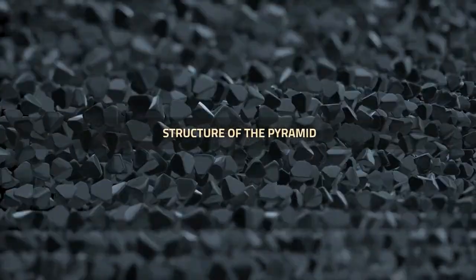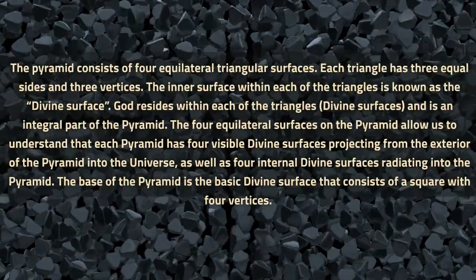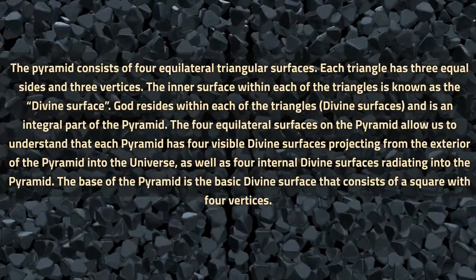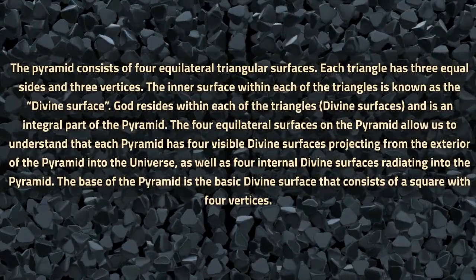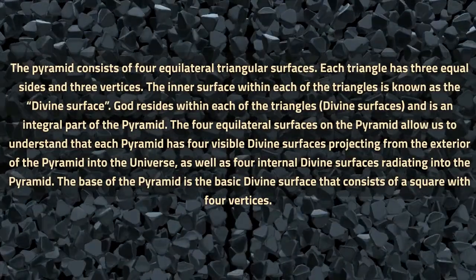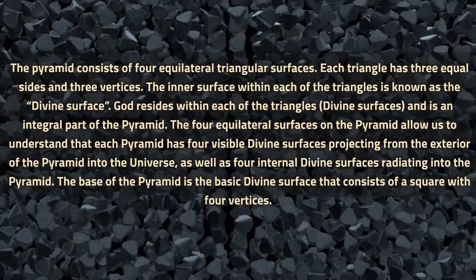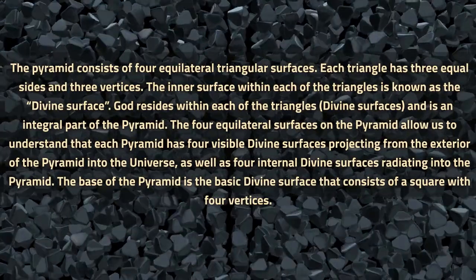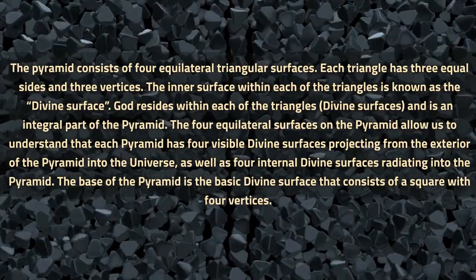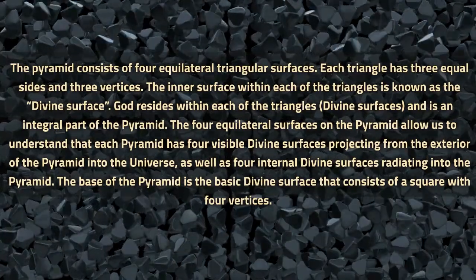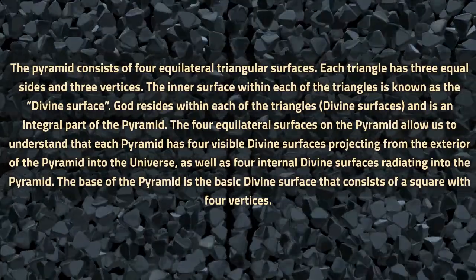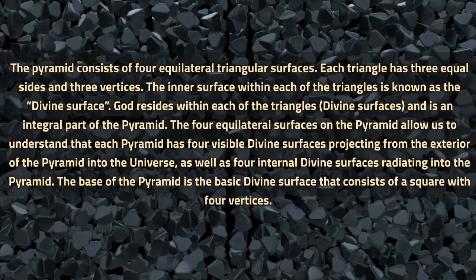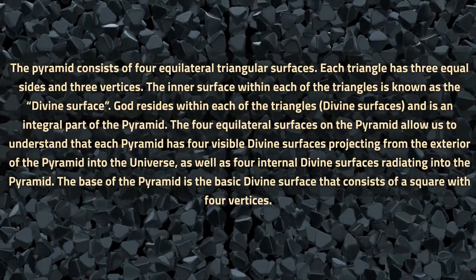Structure of the pyramid. The pyramid consists of 4 equilateral triangular surfaces. Each triangle has 3 equal sides and 3 vertices. The inner surface within each of the triangles is known as the divine surface. God resides within each of the triangles, or the divine surfaces, and is an integral part of the pyramid.